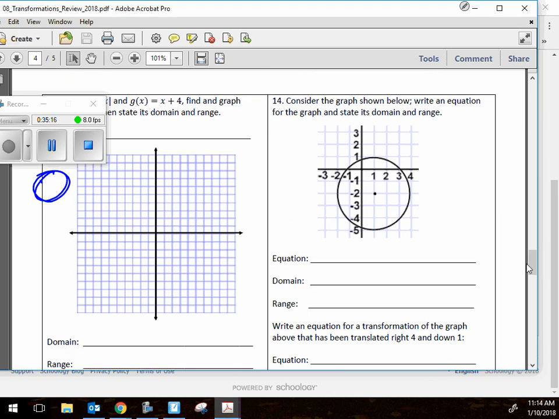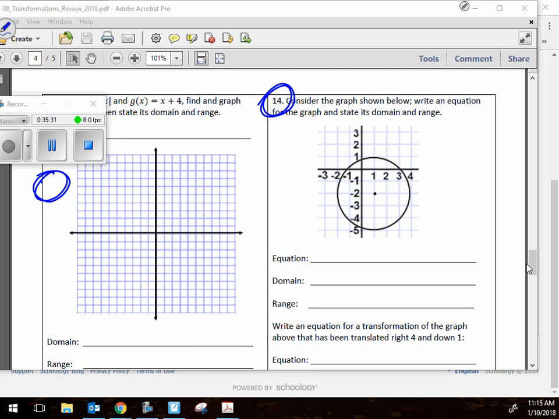And I think you should do number 14. That's the last one I'm going to talk about. It's the circle. Do you remember the parent equation for a circle? It's not like y equals x. It's totally different. Can anybody pull that up?